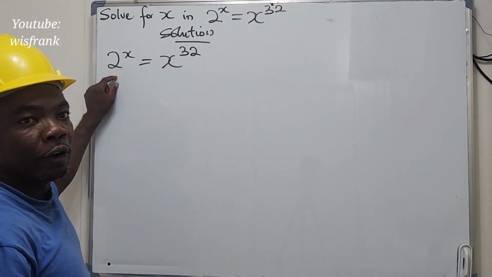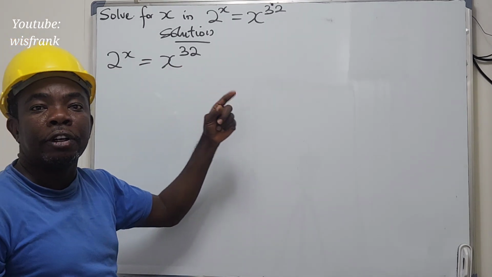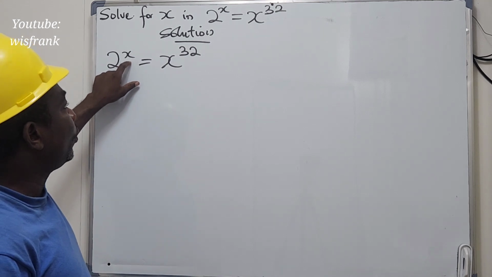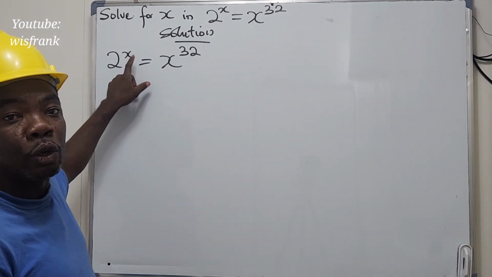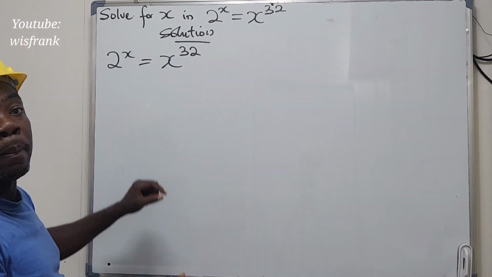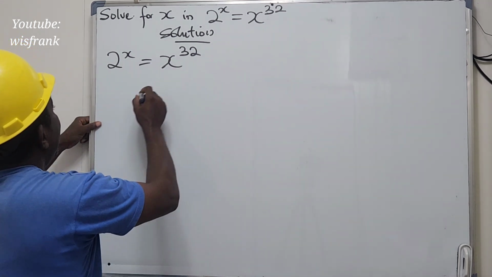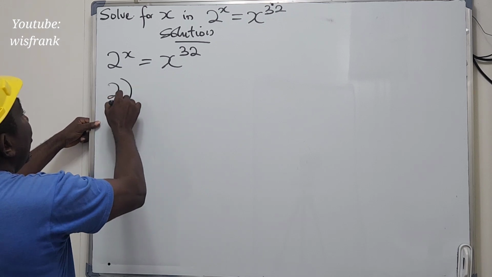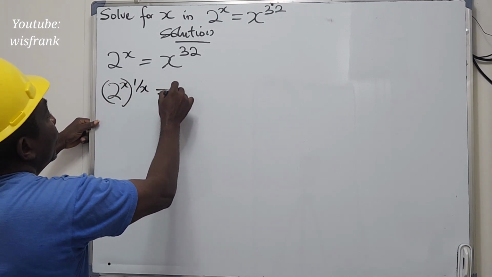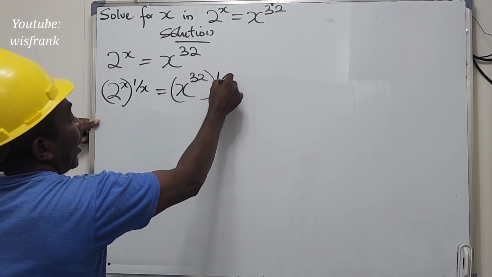So we have a constant to the power of a variable and also a variable to the power of a constant. So what we are going to do is try to evaluate this. Take the constant to one side and take the variable to one side. How do we do that? We need to multiply both sides by the power of 1 over x. So this will become 2 to the power of x, all to the power of 1 over x, equals x to the power of 32, all to the power of 1 over x.